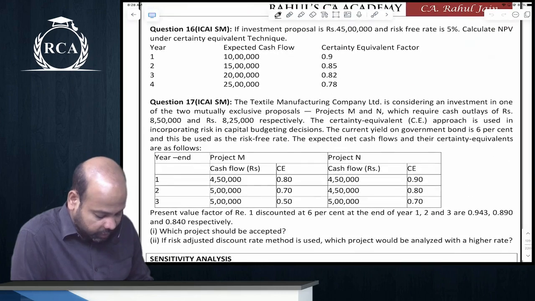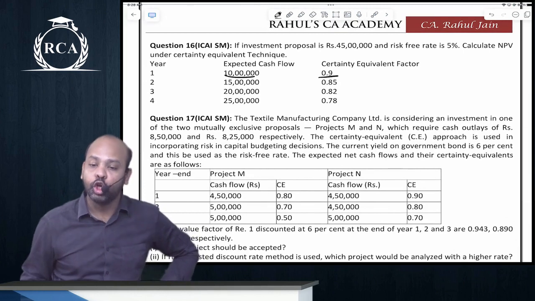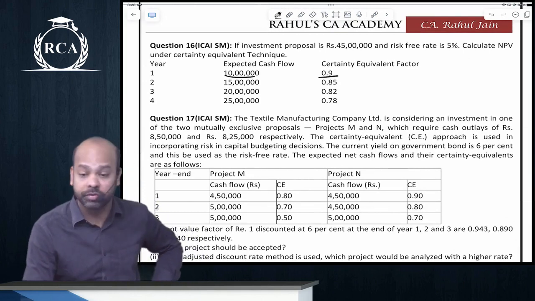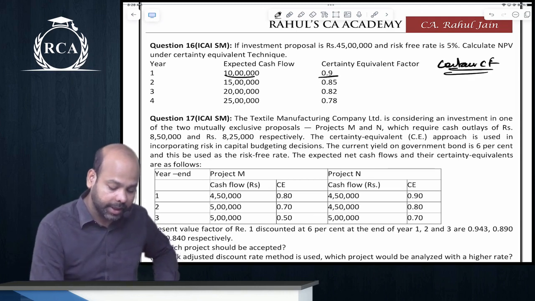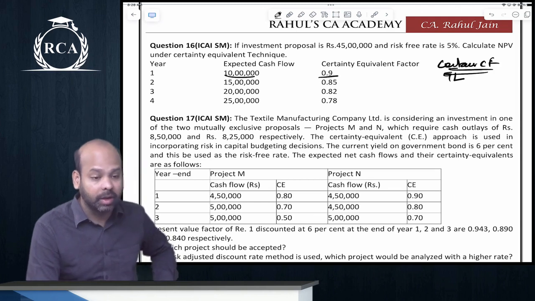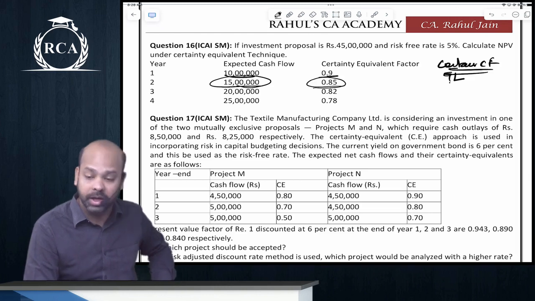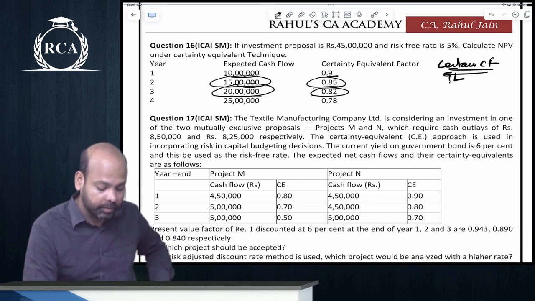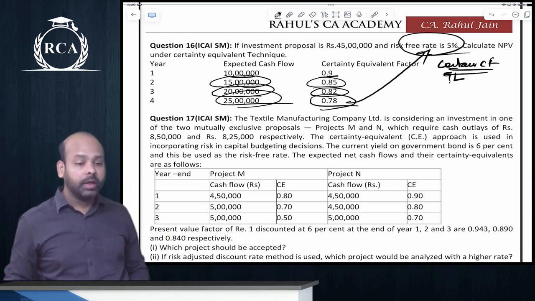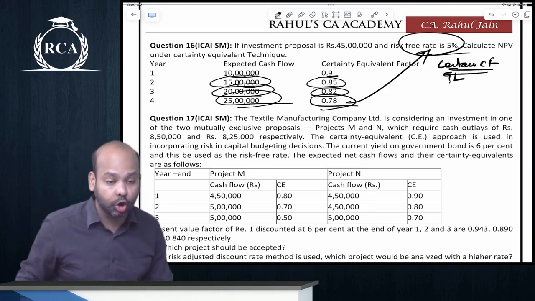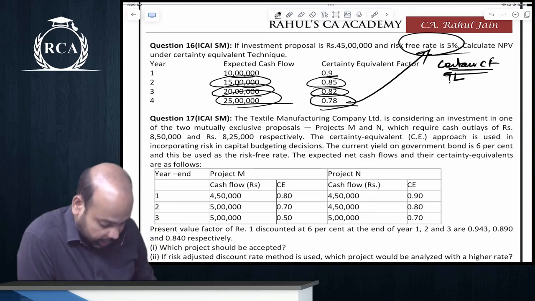Question number 16 is based on certainty equivalent. They've given us expected cash flows. They've given us certainty equivalent factor. All you have to do is multiply your expected cash flows with certainty equivalent factors and you will get certain cash flows. Once you get certain cash flows, you will discount them at risk-free rate. 10 lakhs multiplied by 0.9, 9 lakhs. 15 lakhs multiplied by 0.85. 20 lakhs multiplied by 0.82. After this, you're supposed to discount the cash flows at risk-free rate and compare it with the amount of initial investment. That's it. That will give us the NPV under certainty equivalent technique.